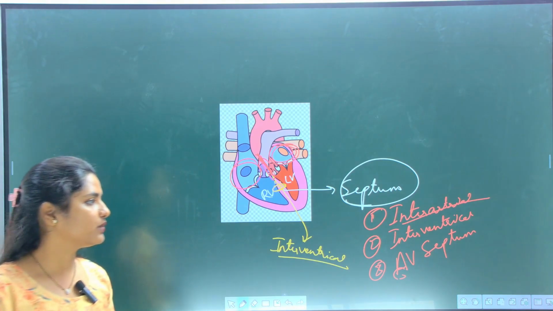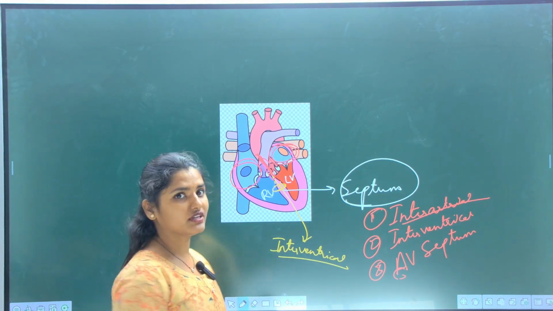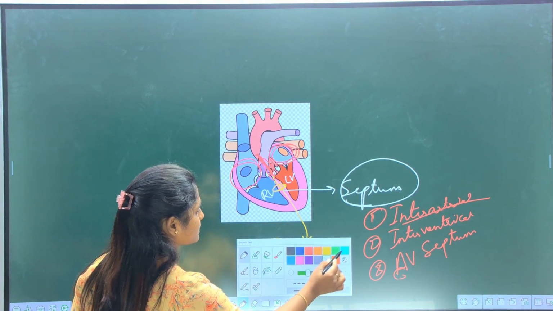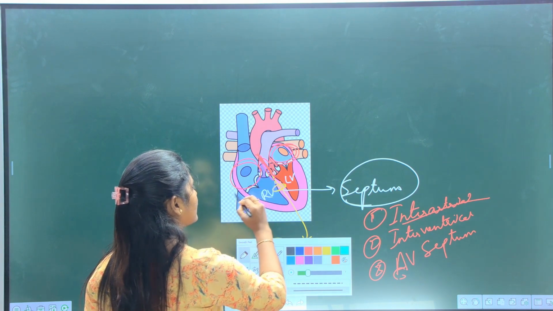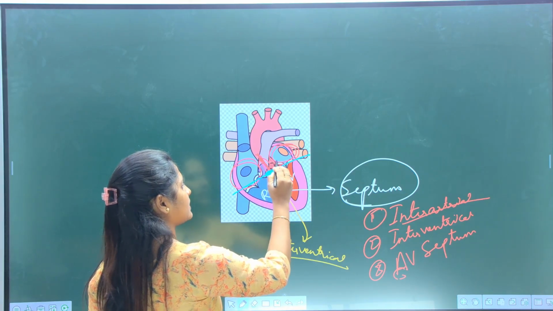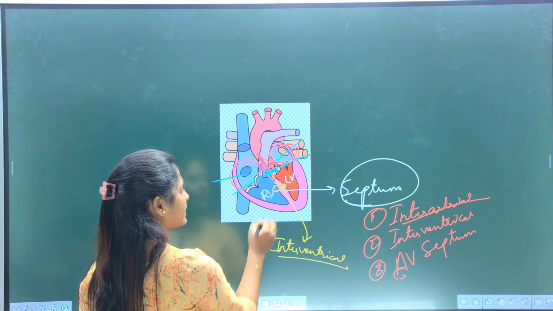And now coming to the AV septum, that is the atrioventricular septum, it is present here, this place, which differentiates the left atrium and right atrium from the right ventricle and left ventricle.